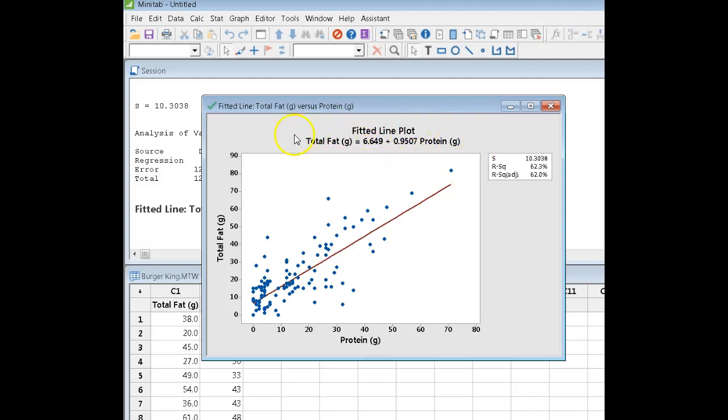Minitab gives me the equation for the line of best fit. Here it is. So here's my Y variable equals, here's my Y-intercept, plus the slope of this line, 0.95 approximately, times the amount of protein. Minitab also, in the box over here, gives me some important values that I need to have a look at, and I need to know what they mean. The standard deviation, first of all, is 10.3. Now, what does this really mean? This is referred to as the standard deviation of the residuals.